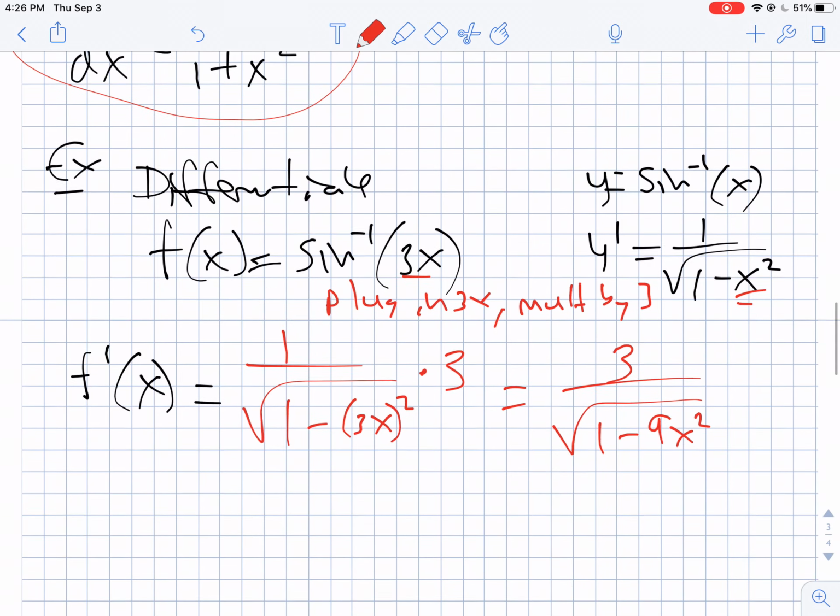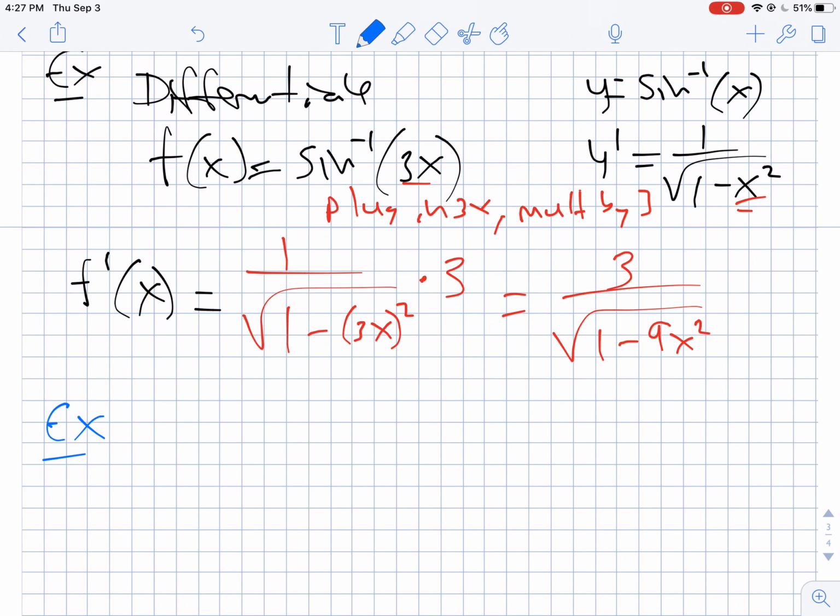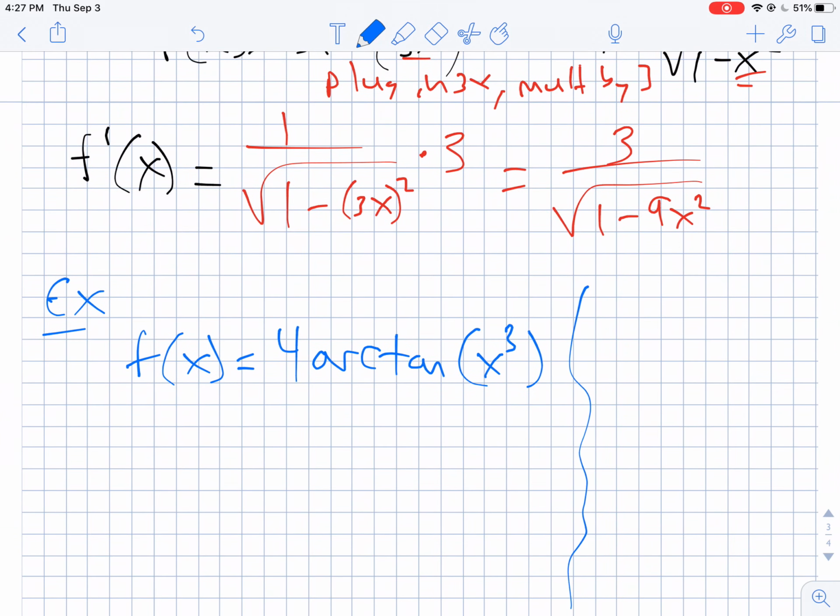Okay, one other example you might see, here's a different notation. Suppose I asked you to differentiate f of x equals 4 times arctangent of x to the third. Now, one thing I did want to tell you guys, this is just a notation thing. The arctangent of x is just another way to write inverse tangent of x. They mean the exact same thing. The arcsine of x is the exact same thing as the inverse sine of x. Don't be thrown off when you see that notation. It's literally identical.